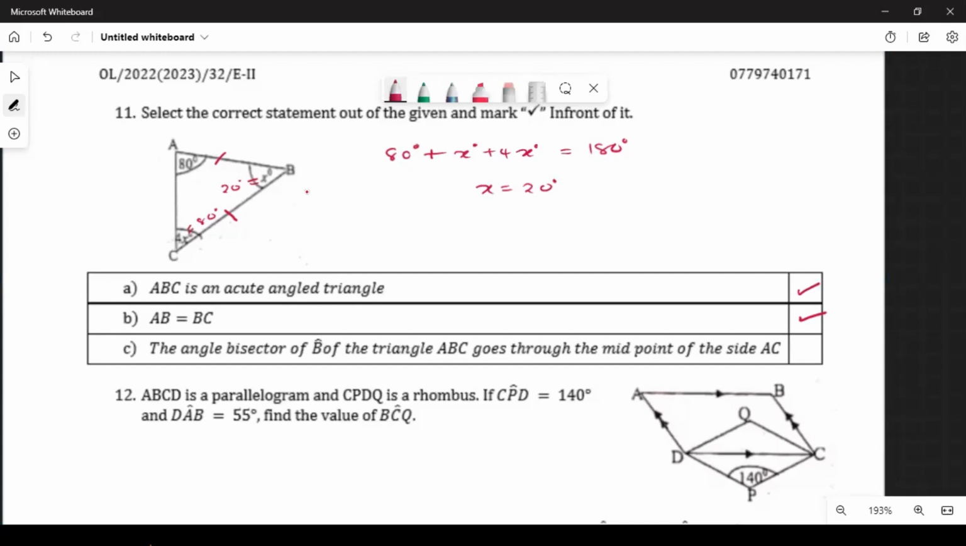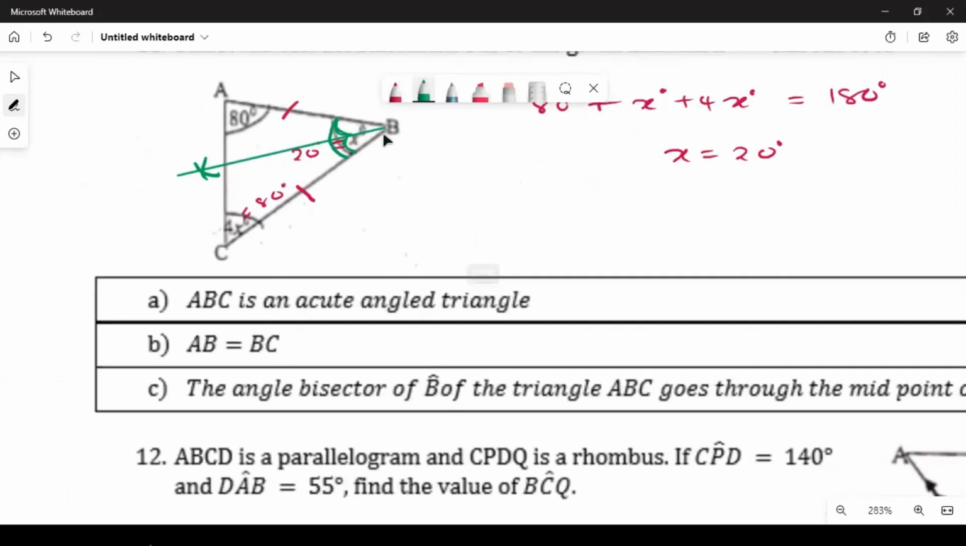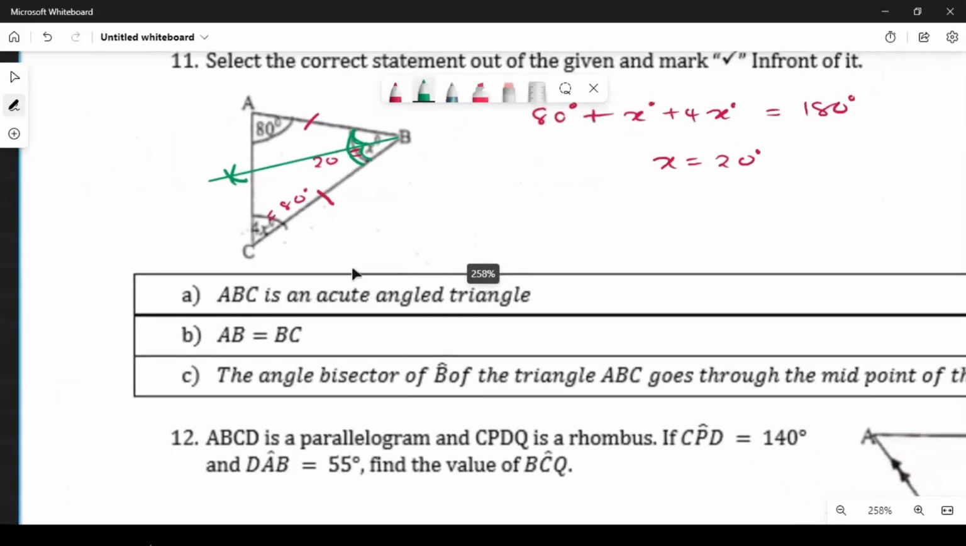The angle bisector of B of the triangle ABC goes through the midpoint of the side AC. If you draw the angle bisector of this angle, angle bisector means the straight line segment which bisects this angle, divides that angle into two equal parts. They're saying that angle bisector goes across the midpoint of this AC side. That is true, no? Why is it true?